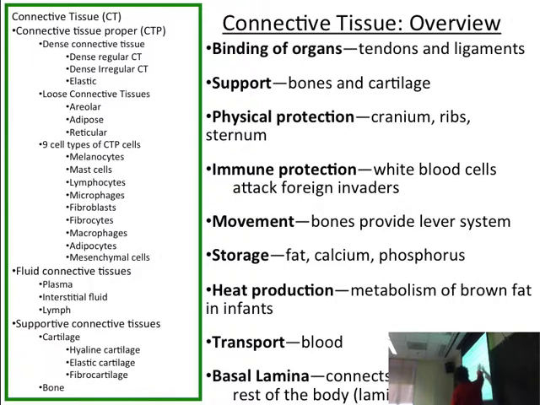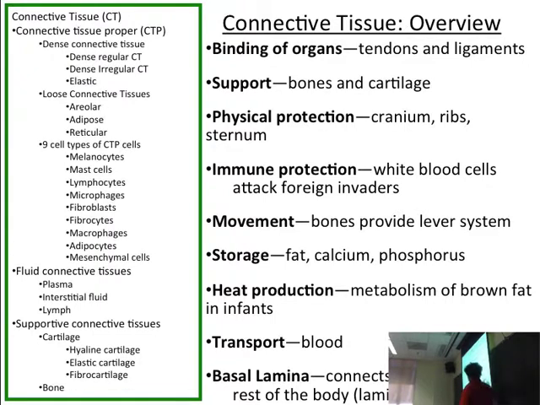It's also immune protection. So your white blood cells are the primary agents of your immune system. The protection from invaders is taken care of by connective tissue. Movement, so bones act as the rigid levers that muscular tissue works on. Stores fat, calcium, and phosphorus. Fat in the adipose, calcium and phosphorus in the bone.